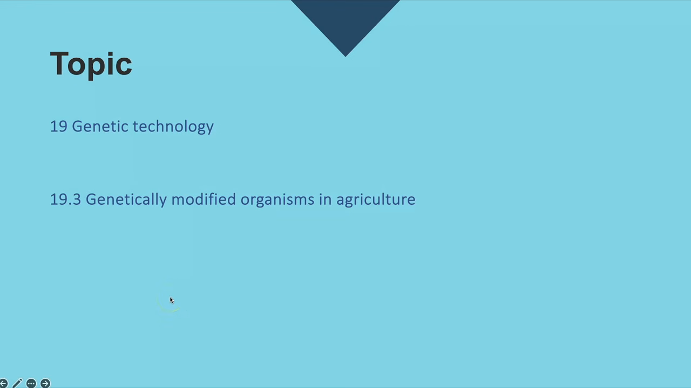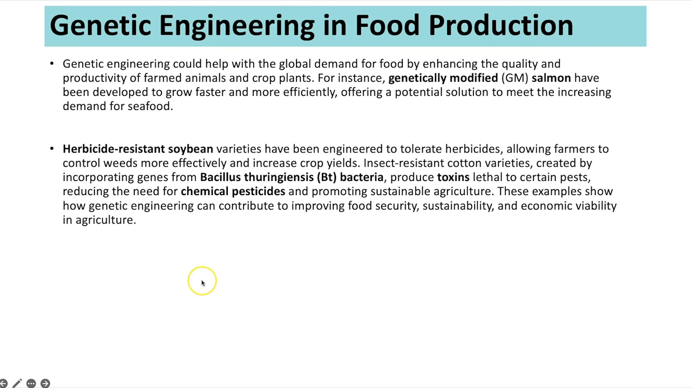And lastly then, it's genetically modified organisms in agriculture. So genetic engineering is one technology that could really help with the global demand for food, because we could enhance the quality and productivity of farmed animals and crop plants. So for example, GM salmon have been developed to grow faster and more efficiently, offering a potential solution to meet the increasing demand for seafood.